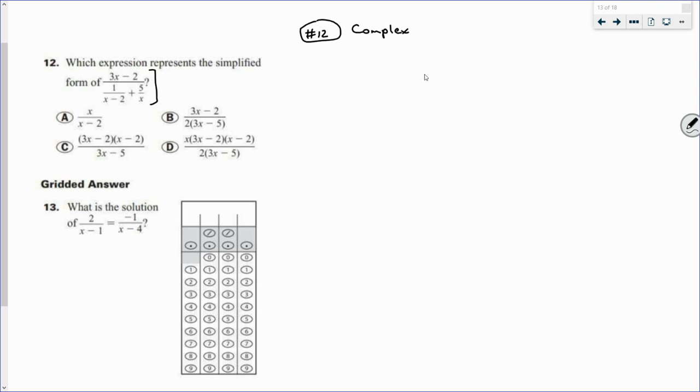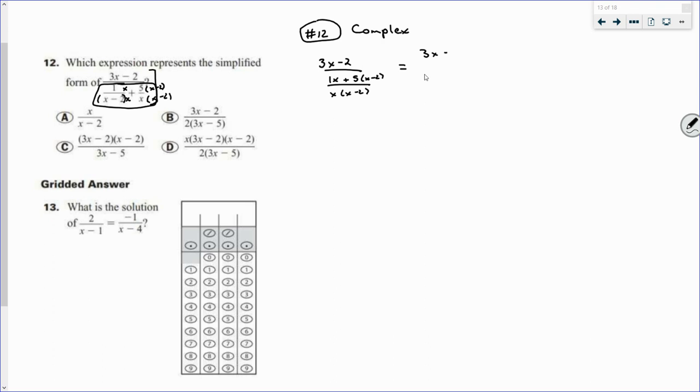Kind of a complex fraction. 3x minus 2 over... the first thing I need to do is get this on a common denominator. So that needs an x and this needs an x. This needs an x minus 2, x minus 2. So what I'm really seeing is 1x plus 5 times x minus 2 over x times x minus 2.